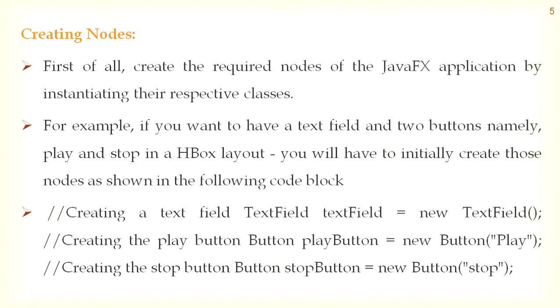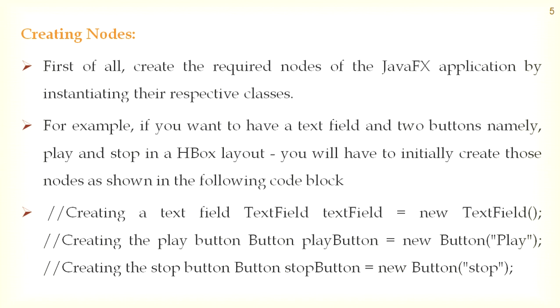First of all, create the required nodes of the JavaFX application by instantiating their respective classes. For example, if you want to have a text field and two buttons, namely play and stop, in a horizontal box layout, that is HBox layout, you will have to initially create those nodes as shown in the following code block.